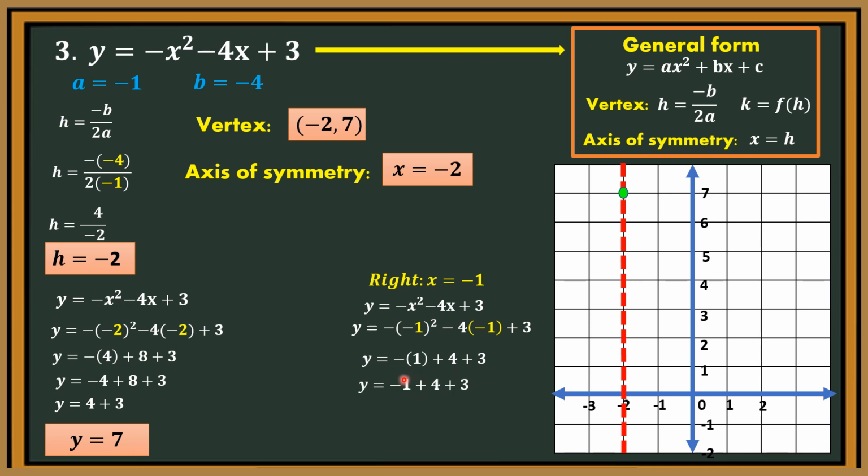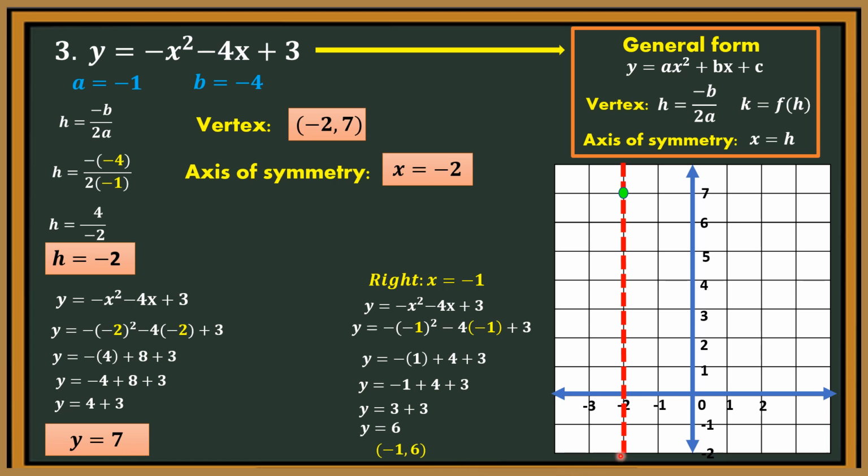Then, simplify muna natin 'to. So, negative 1 plus 4 plus 3. Negative 1 plus 4, that is 3. Then, plus 3. Then, add na natin, y is equal to 6. So, meron na tayong isang ordered pair. Negative 1 at positive 6. So, that is negative 1, 6.